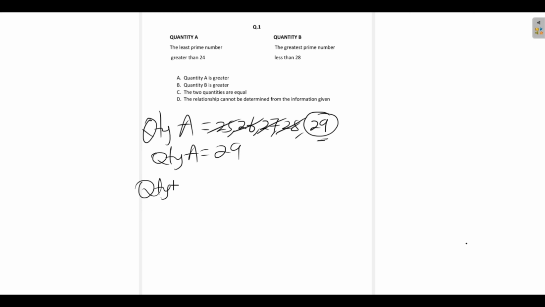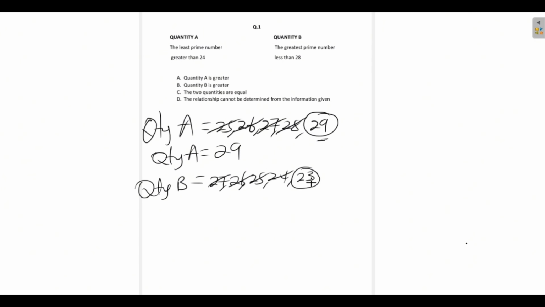Now let's look at quantity B. Quantity B says the greatest prime number that is less than 28. We are looking at all the prime numbers less than 28, but we are picking the greatest of them, the highest. So let's descend from 28. 27 is not a prime number, 26 is not, 25 is not, and 24 is not. However, 23 is a prime number because it has only 2 factors, 1 and 23.